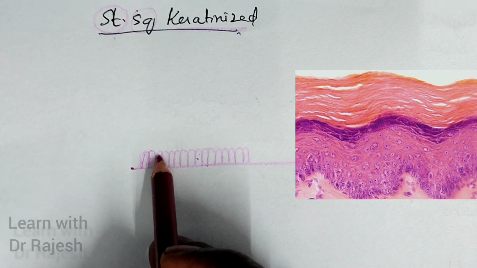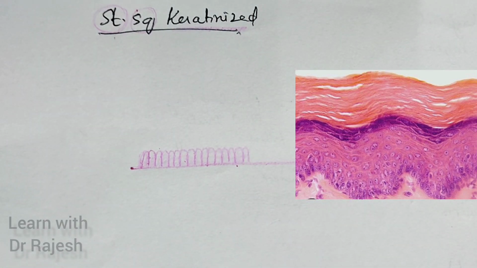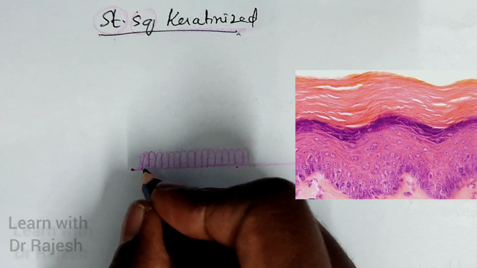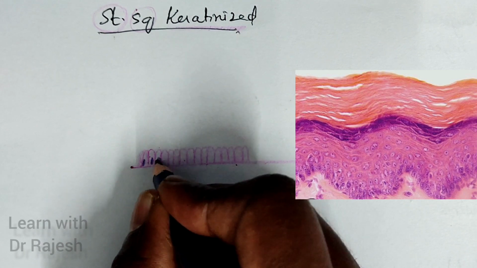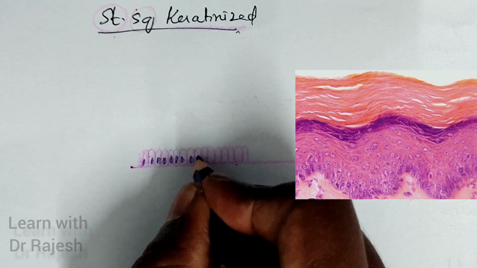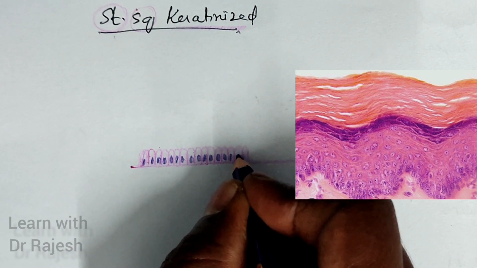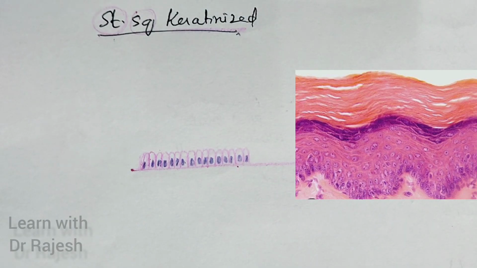Draw the cytoplasm for it. Then draw the nucleus, elongated nucleus towards the base. So each and every feature of cells is very important. Most of the students go wrong while drawing the nucleus.